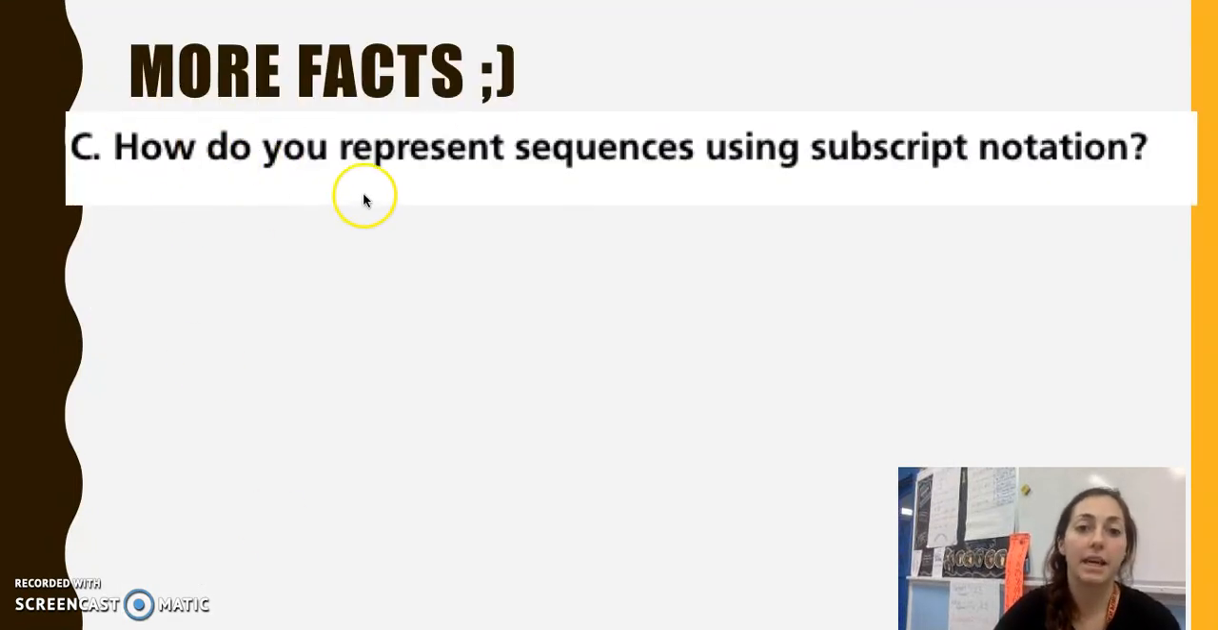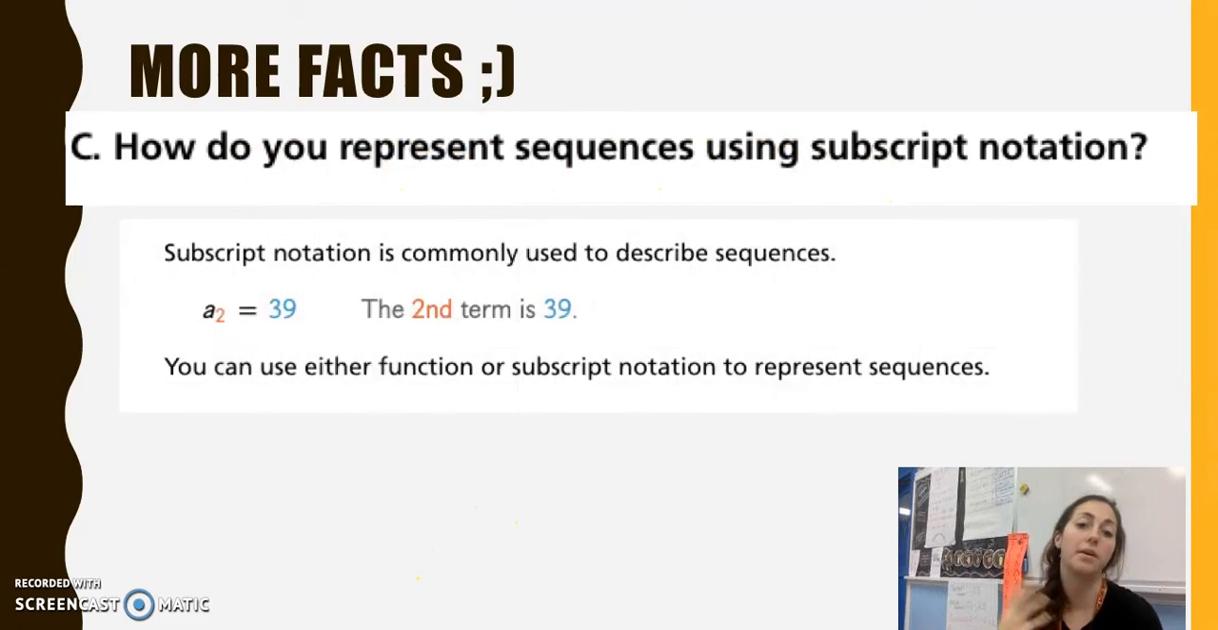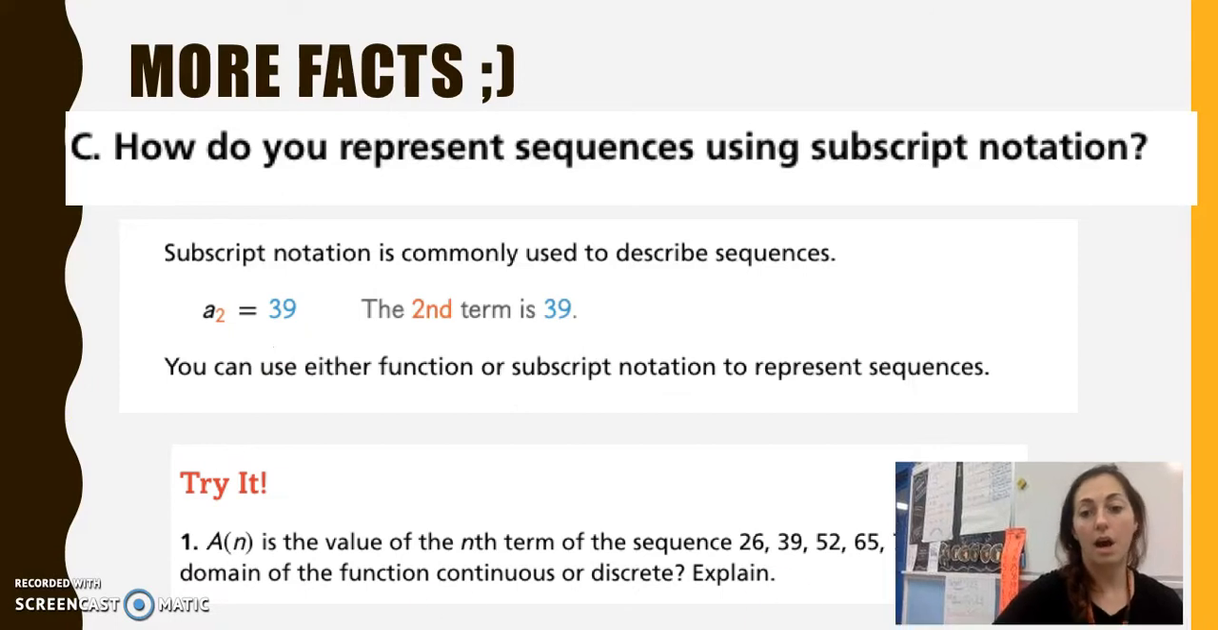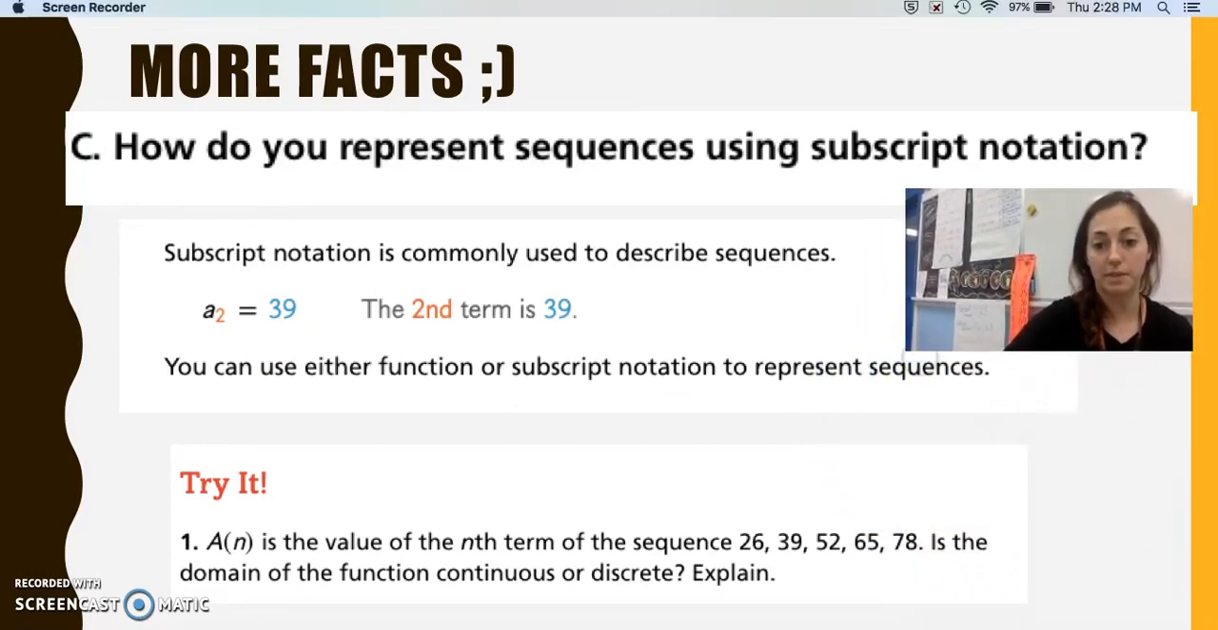More facts. The next thing we need to talk about is how you represent sequences using subscript notation. So you understand what this means: if you see a subscript 2 equals 39, that just means the second term is 39. You can either use function notation, the one I just showed you, or subscript notation to represent sequences. I usually like this way. I think it just makes more sense to me. So now let's try it, to make sure this makes sense.